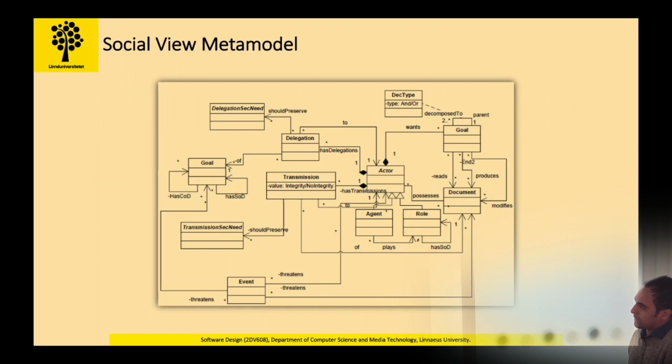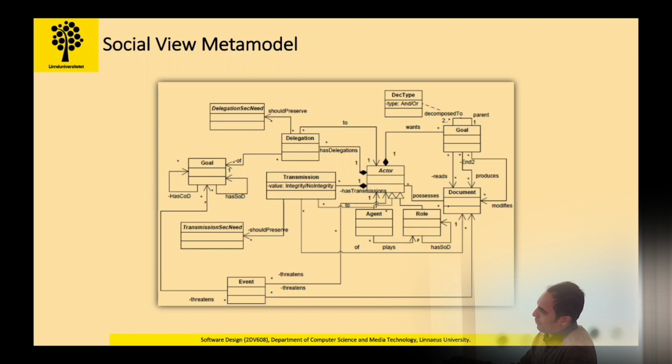So this is the meta model of the social view. It looks hard, but it's not so hard. As you can see, our central component of this social view is the actor or the stakeholders, and this actor can be either an agent or a role. So basically an agent plays a role. For example, Mary is a secretary, and Mary is playing the role of a secretary. So this is the central component of the social view, the actor, which also has multiple goals.